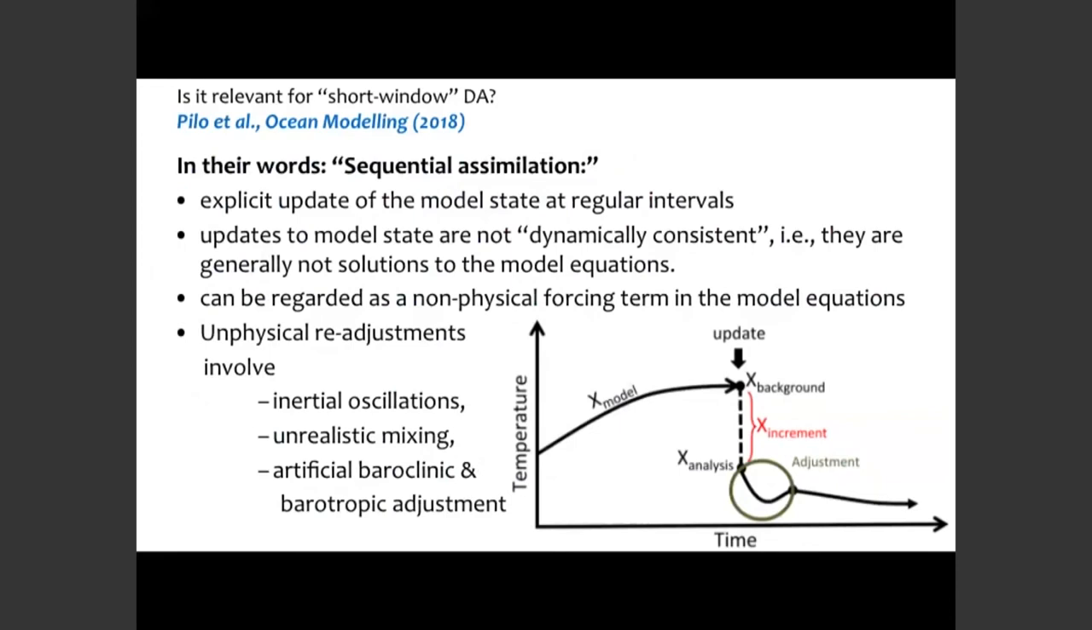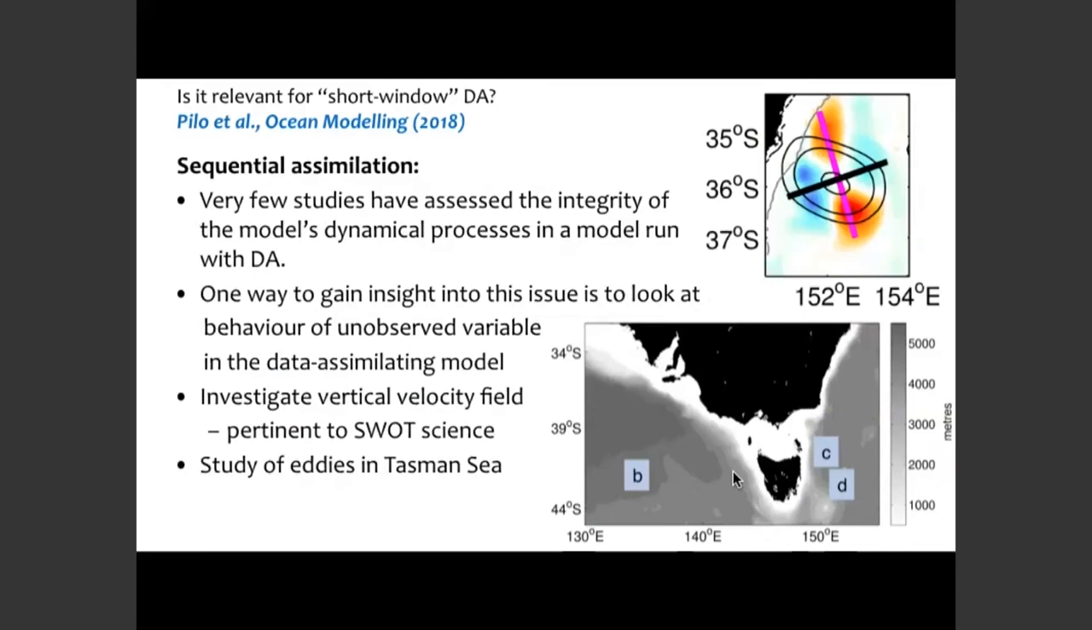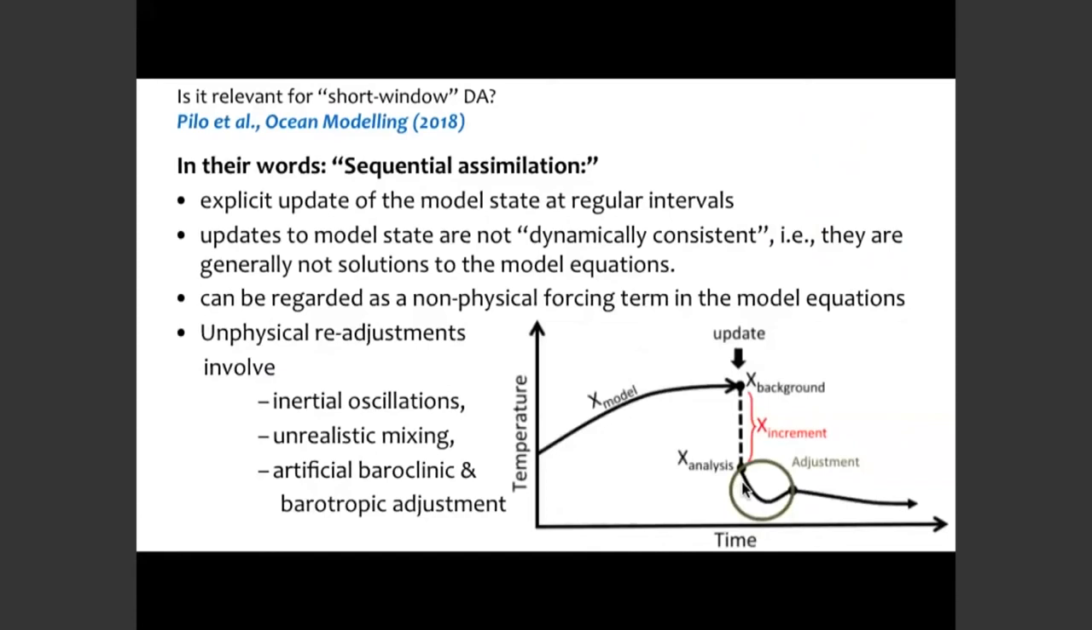So, the highlight here is, we've seen this picture a lot, the impact of the analysis increment. But their highlight is that not only do you have this analysis increment giving you a new state, but then the impact of that state having to readjust, right? In the ocean, we call these barotropic and baroclinic readjustment processes, which happen because we are pulling up a new ocean state.